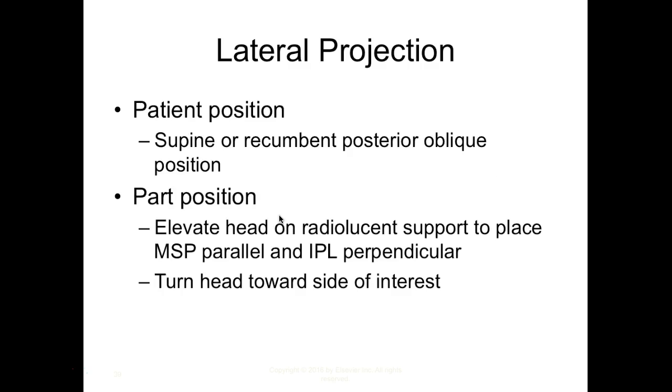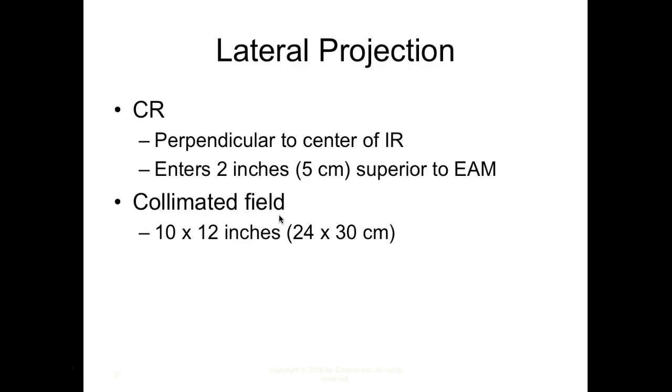Okay, so this here is for supine, recumbent oblique. So elevate the head, you're going to turn towards the side of interest, you're going to have the CR coming in perpendicular 2 inches superior to the EAM, and you're going to collimate to 10 by 12. So there's multiple ways to get this view. You need to figure out what is best for the patient.